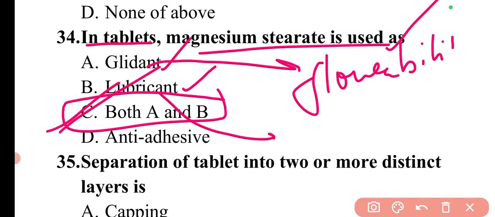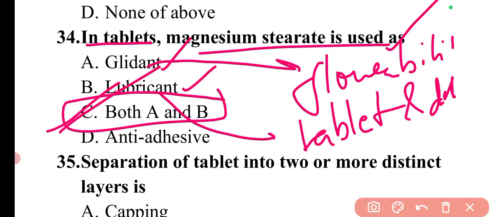Lubricants are basically those substances which reduce the interparticulate friction during the compression, and they reduce the friction between the tablet and the die. They simply reduce the friction during the ejection of the tablet, so there will be no sticking to the die or to the punches. So that is the main work of a lubricant. So magnesium stearate is used as both glidant and lubricant.